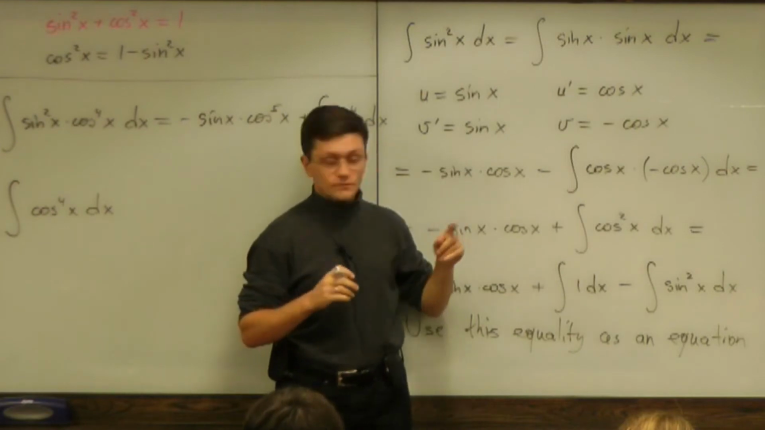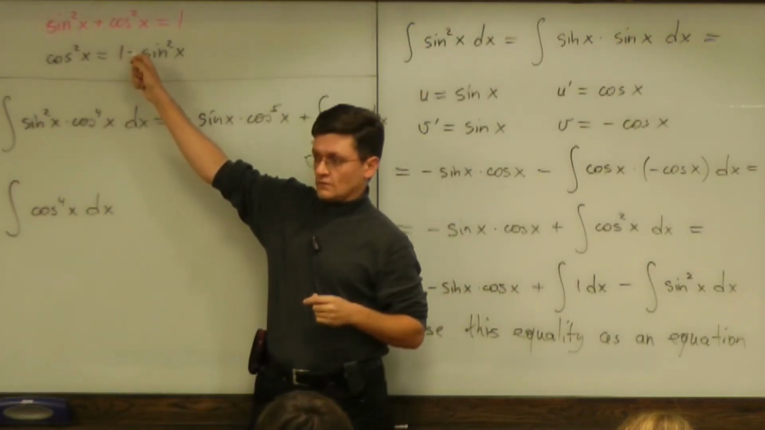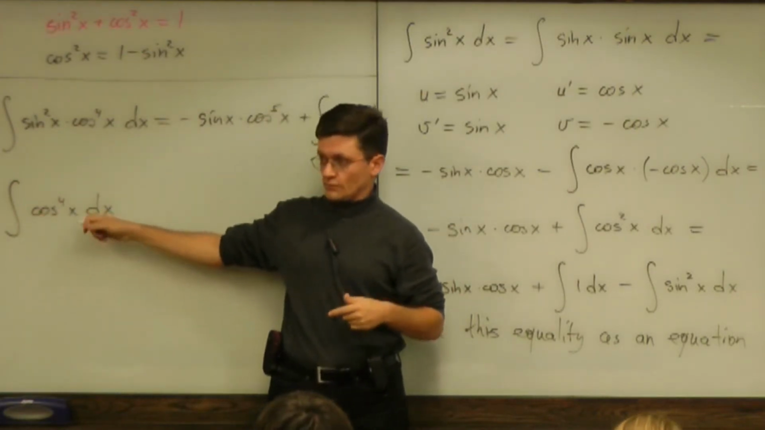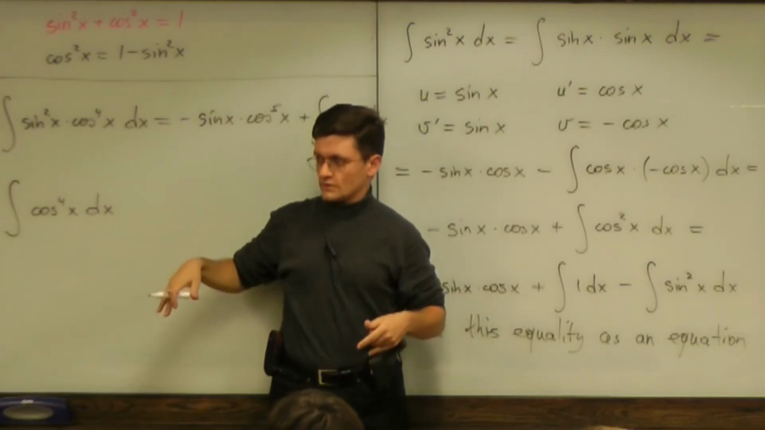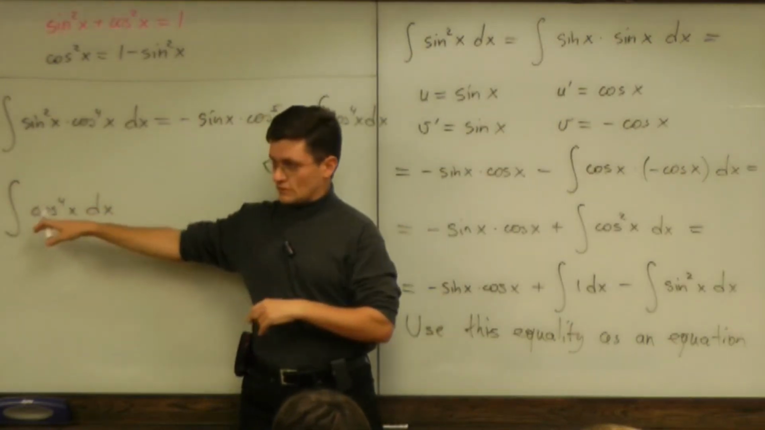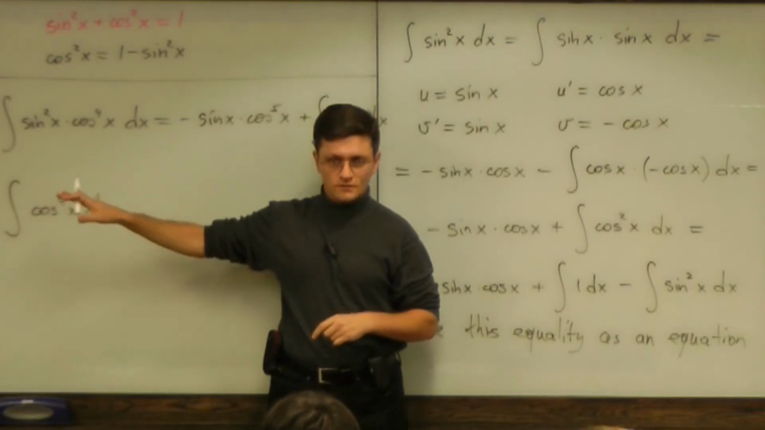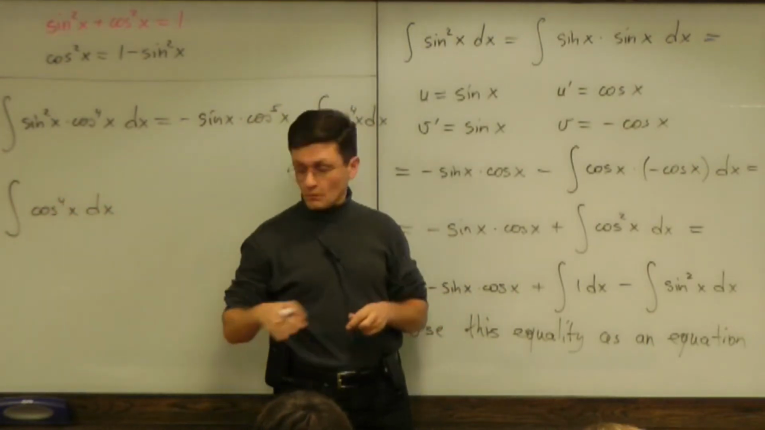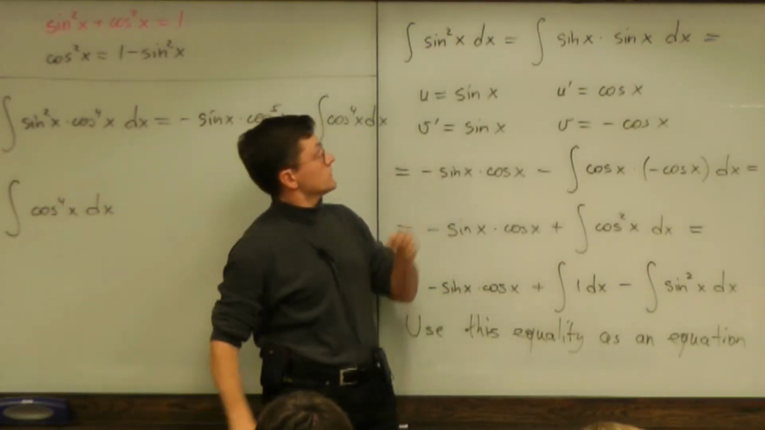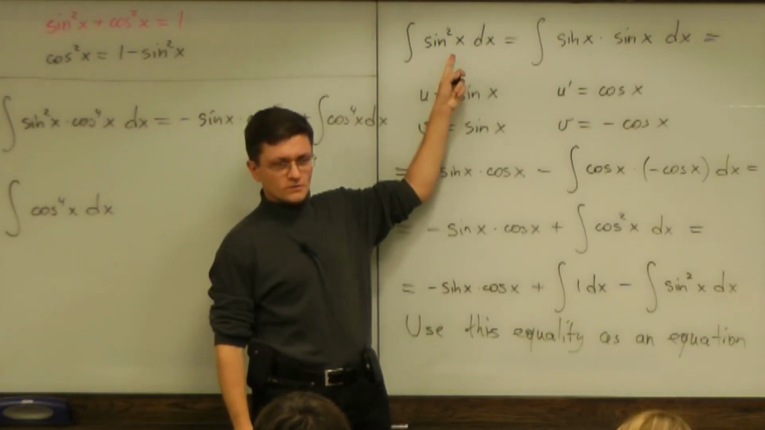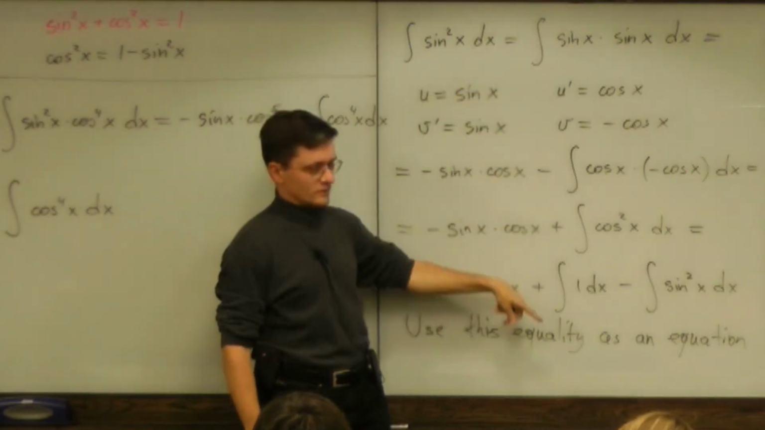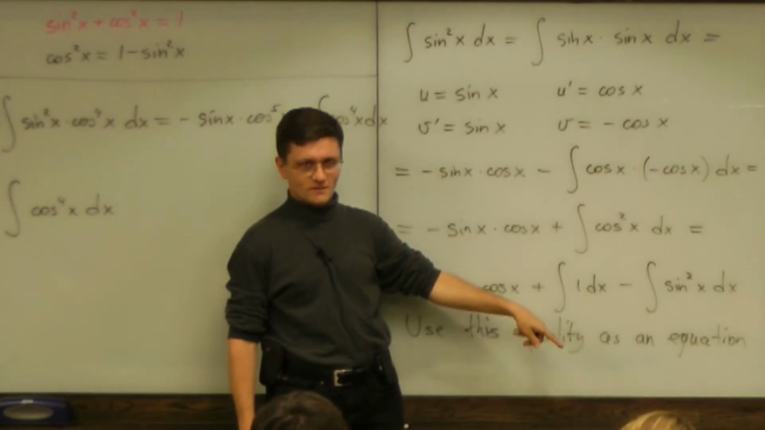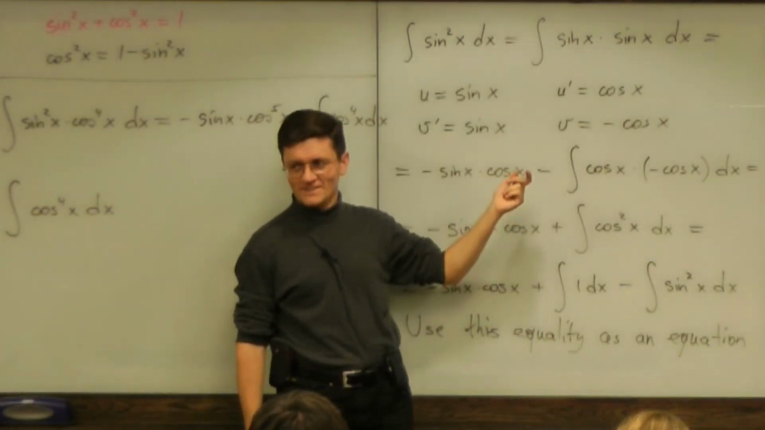In any case, you will have to use exactly this identity to bring it back to cosine to the power fourth. Use that as an equation, take cosine to the fourth on one side, solve for it. You will probably end up there with the integral of sine squared, which we already took using integration by parts.